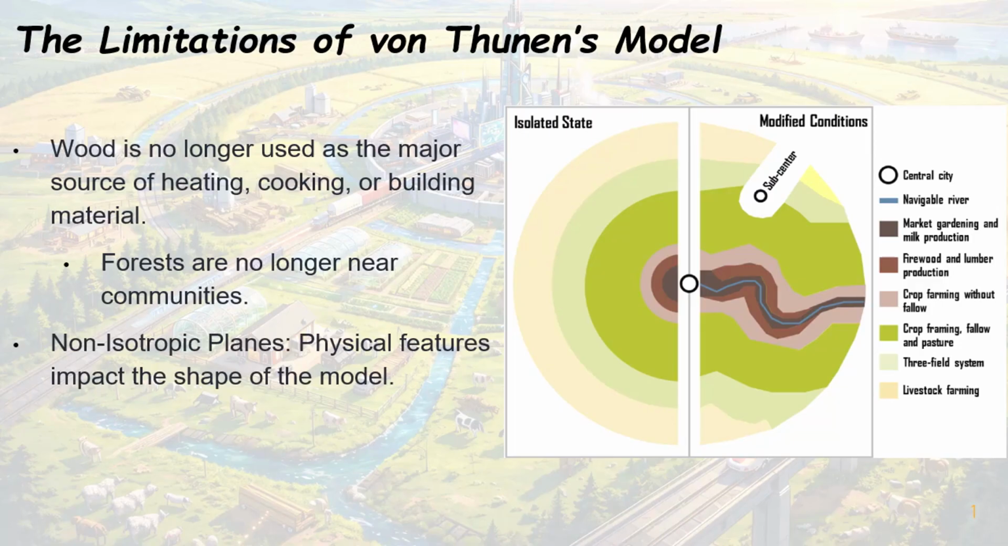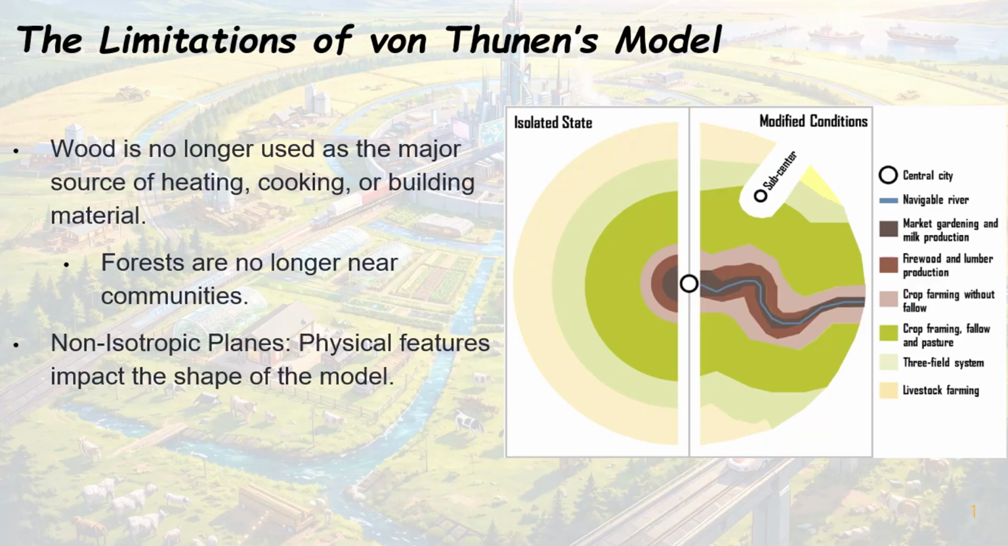In real life, we live on a non-isotropic plane. Rivers reduce transportation costs along their path. Subcenters create multiple demand nodes. Mountains block movement. Highways shift accessibility. So instead of perfect circles, you get stretched, distorted patterns. It is like the model tried to use a beauty filter, and real geography said no filter, raw camera only.